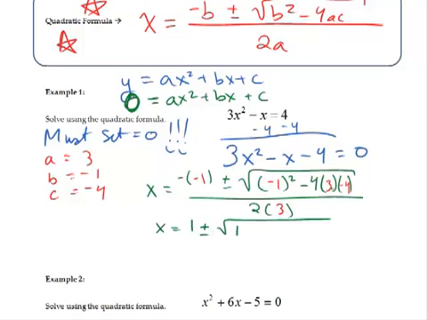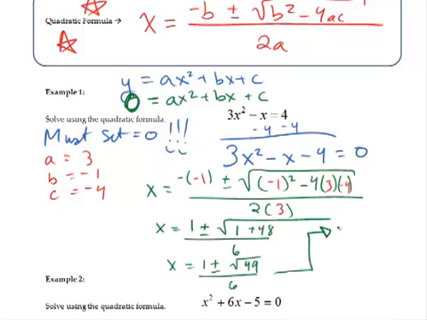-4 times +3 is -12. -12 times -4 is +48. And then that's all over 6. X equals 1 plus or minus the square root of 49, all over 6. So we end up getting x equals 1 plus or minus 7, all over 6.